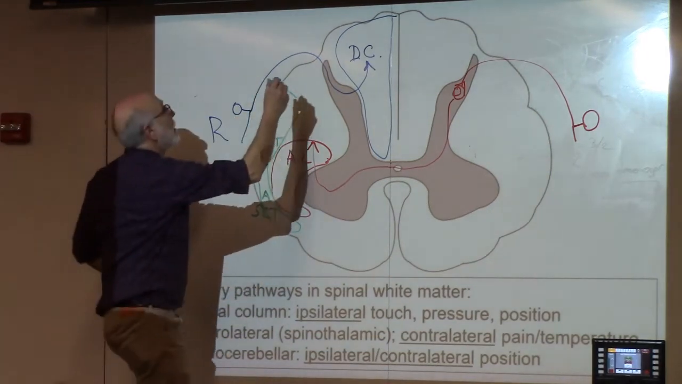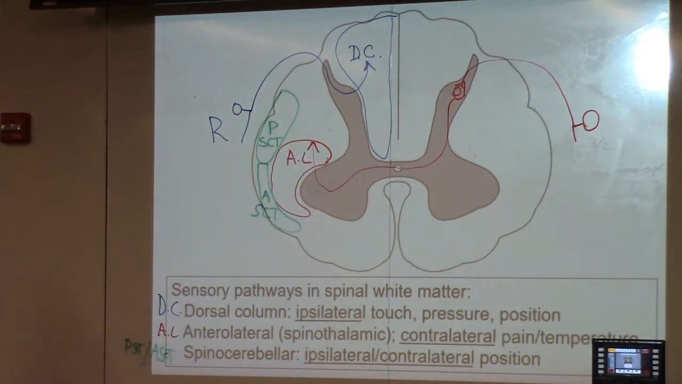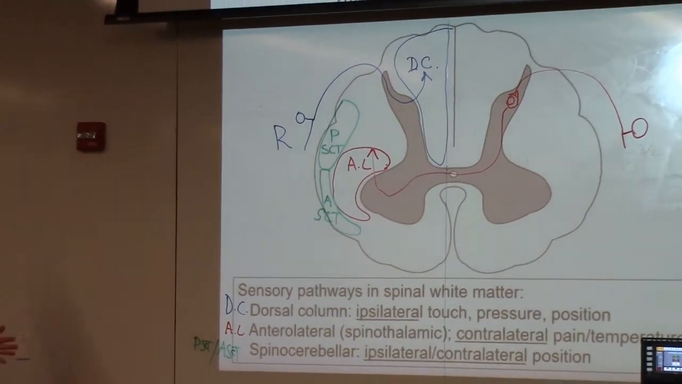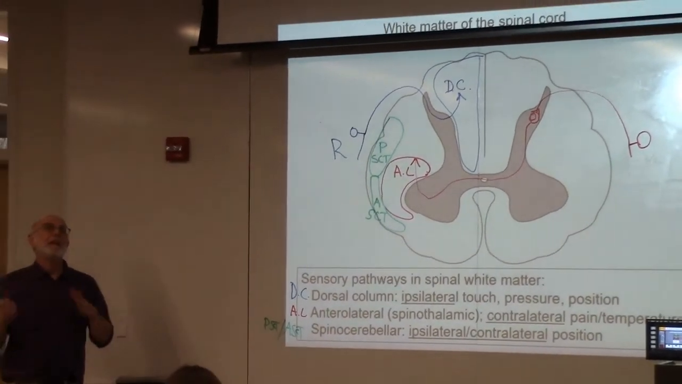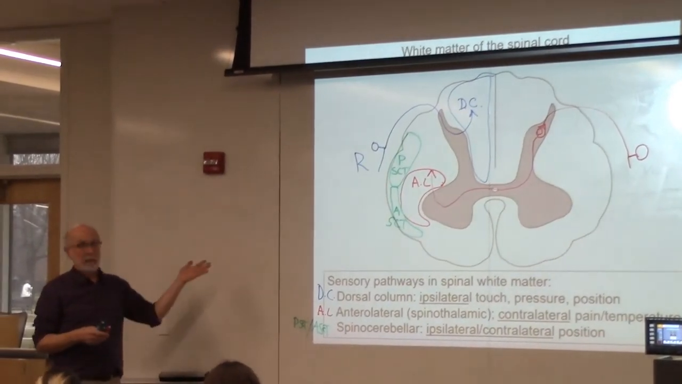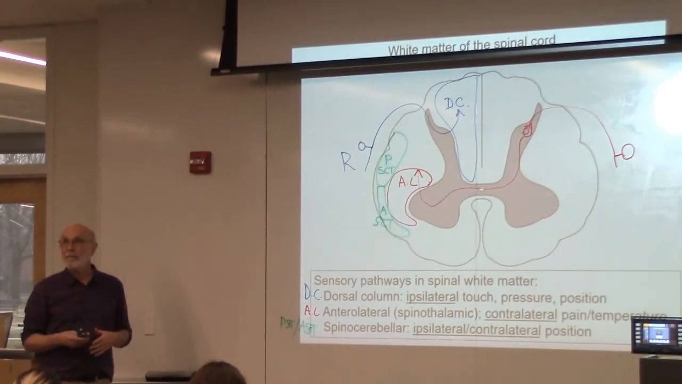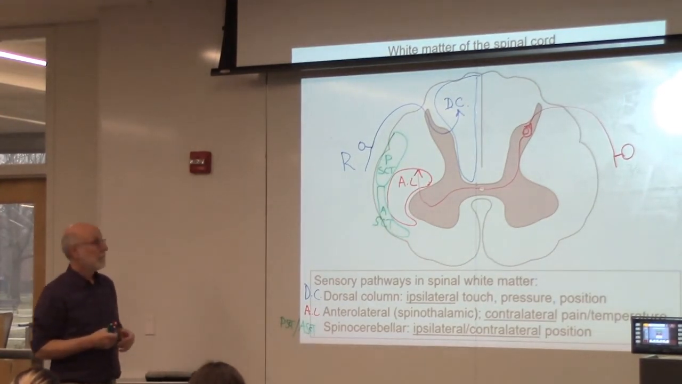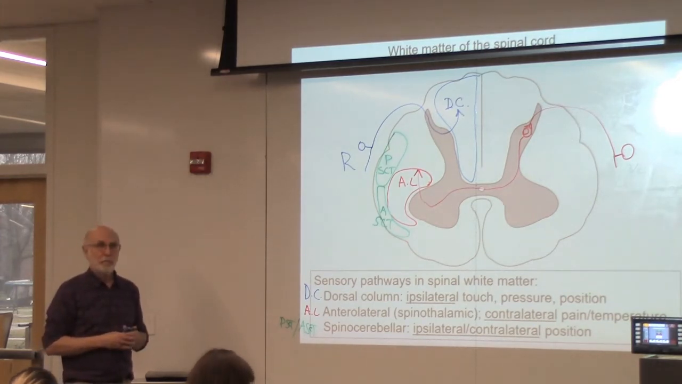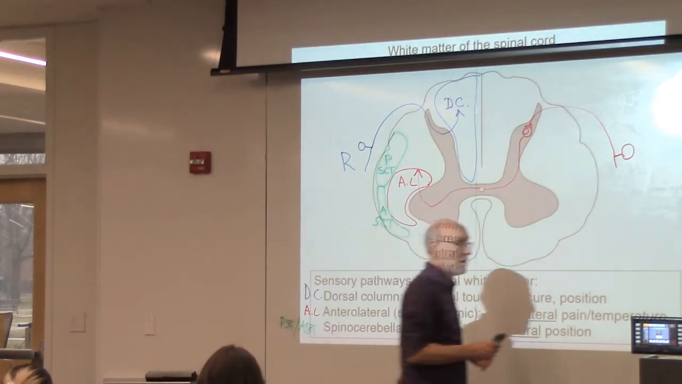I'm not going to cartoon it because it will just get too complicated. Remember the neurons have their cell bodies in the dorsal root ganglion. They enter the dorsal horn. They all synapse in the dorsal horn. Some of them cross over and then go up. Some of them don't cross over and then go up. That's why some of it is ipsilateral and some of it is contralateral. Questions about proprioception? Or any of this?